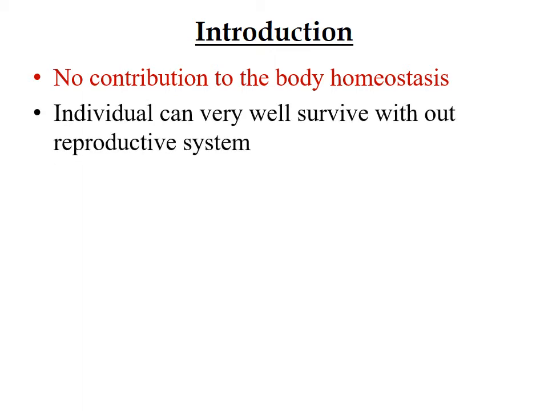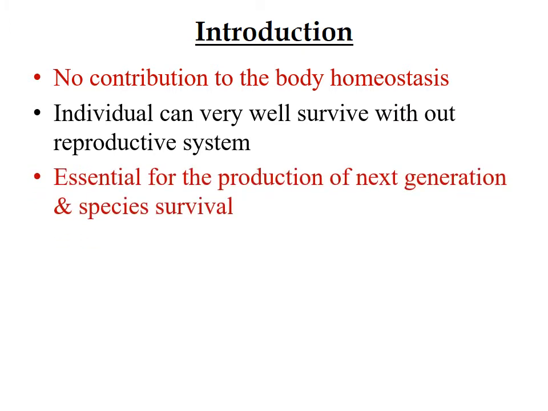The individual can very well survive without a reproductive system. Even if the reproductive system is removed, he or she can still survive. It is essential for the production of the next generation and species survival. So that is the most important part.